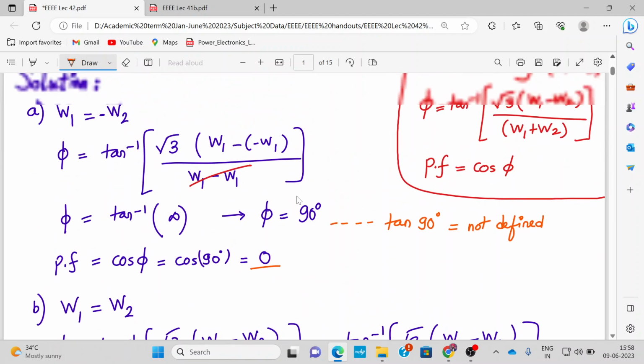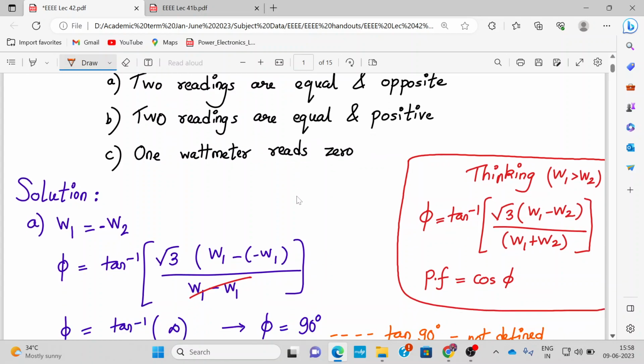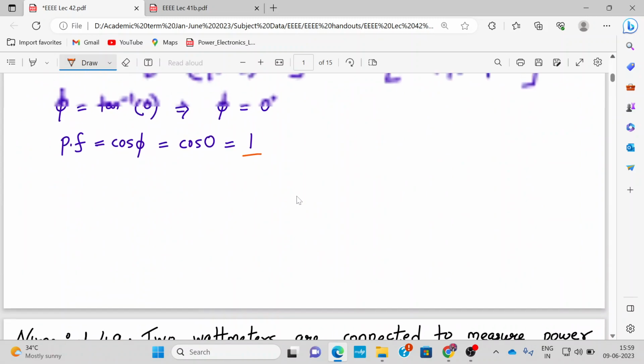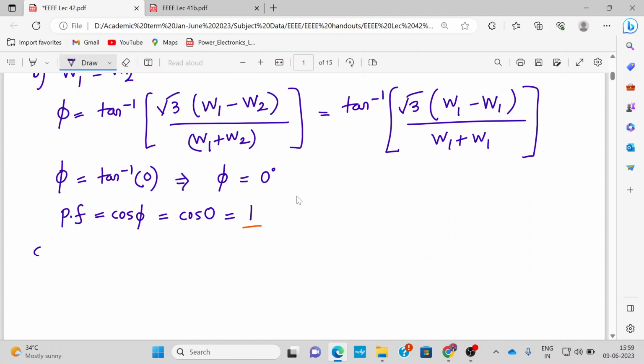Now in the third situation, they are saying 1 wattmeter reads 0. Alright. So let's consider that W2. There are 2 wattmeters, W1 and W2. So W2 is 0, let's say. Alright, and let's find out the value. So part C is saying, let's say W2 is 0. Say, out of W1 and W2, W2 is 0. So let's find out now.